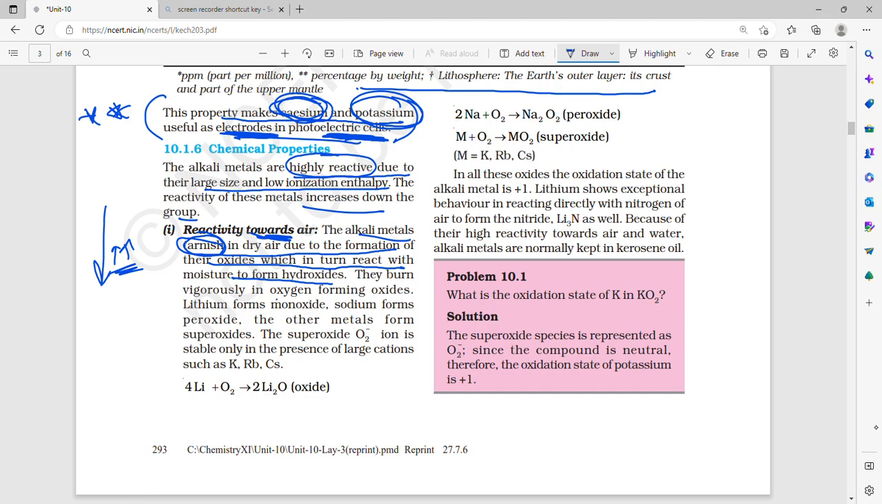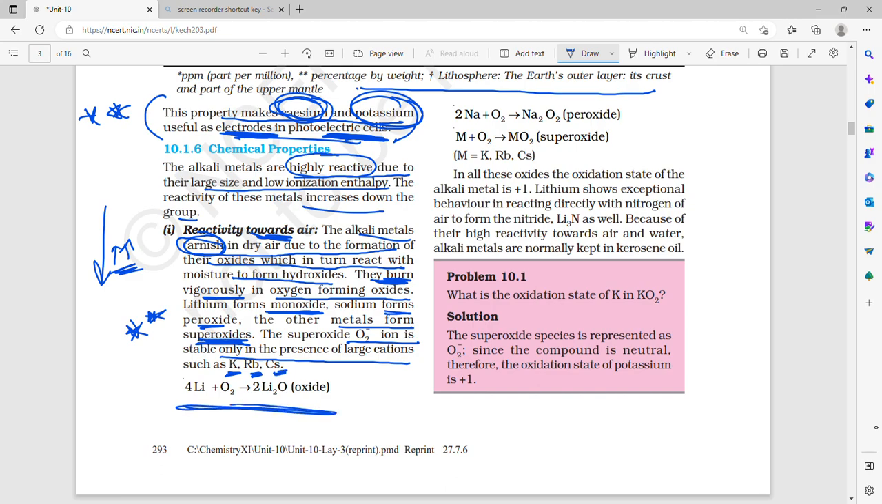They burn vigorously in oxygen forming oxides. Because they are so reactive, they burn vigorously in oxygen forming oxides. Lithium forms monoxide, sodium forms peroxide, and all the other metals form superoxide. So this is also very important. The superoxide O2 minus ion is stable only in the presence of large cations such as potassium, rubidium, and cesium.